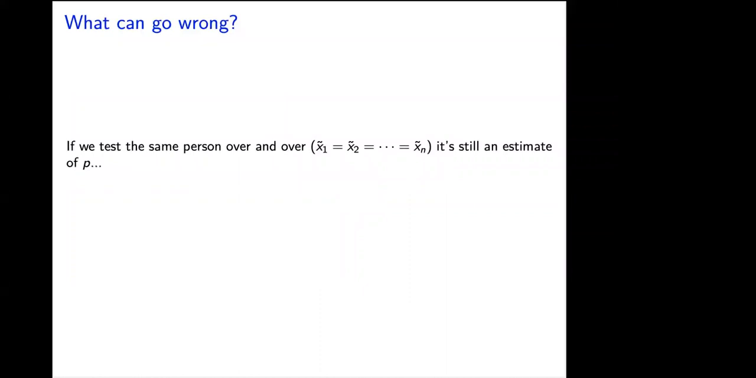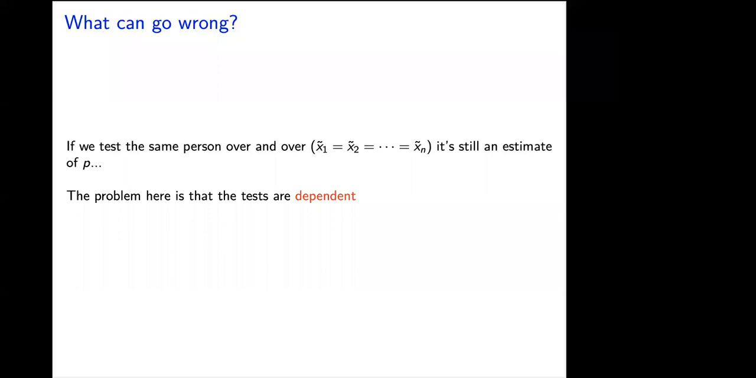So what could possibly go wrong? Okay, what if we just end up testing the same person over and over again? So it's still sort of an estimate of p. Each of these random variables has the same probability p of being 1, but we would end up with a value of either 1 or 0, depending on whether the one person who we just test over and over again has COVID. So the problem here is that these tests aren't independent. The same person might end up getting tested multiple times.